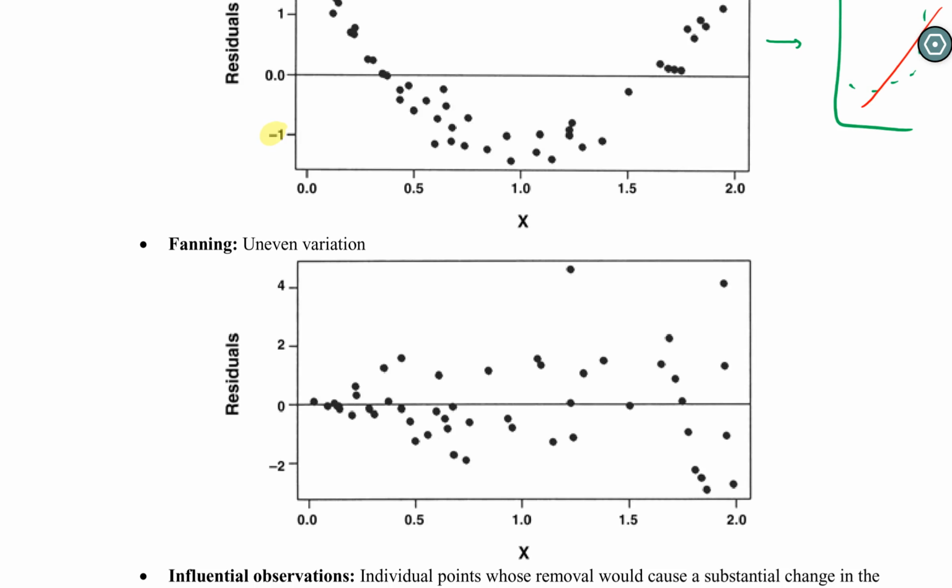Fanning is an uneven variation, so you can see in this particular example, we're doing pretty good. Everybody's pretty close to the line, and we're getting more and more spread out as our x's get bigger. So this is what we talk about when we talk about fanning.